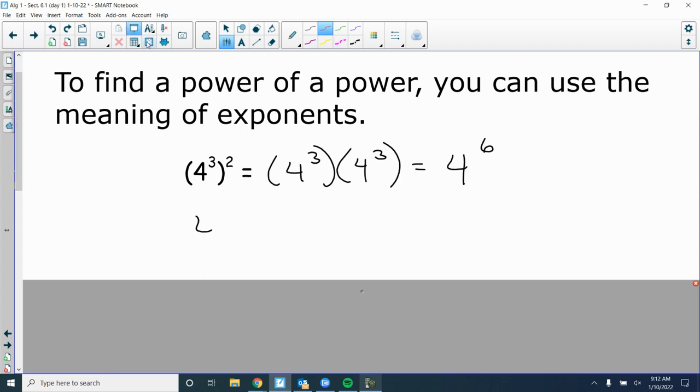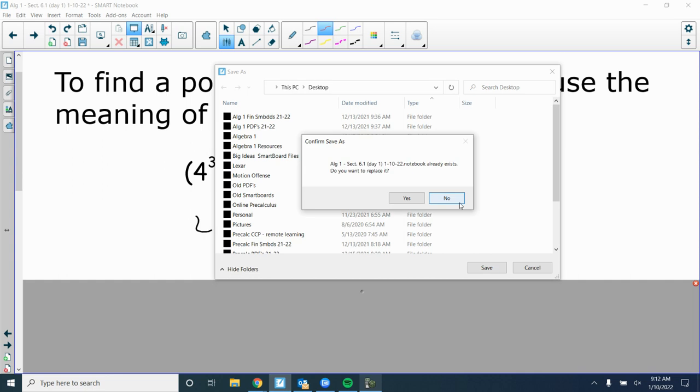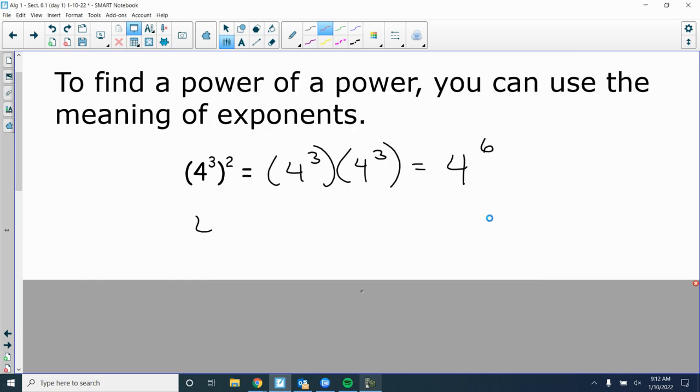Let's see if this will at least let me do it. All right, I'm going to, hold on, save as, desktop, save, yes. Okay, let me see what you get next.